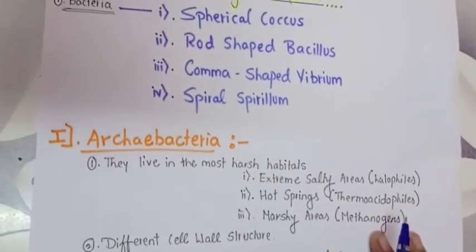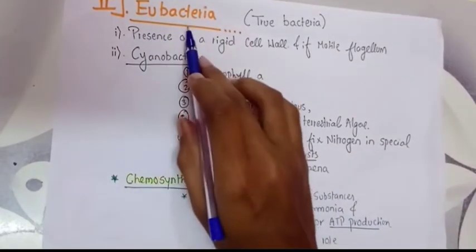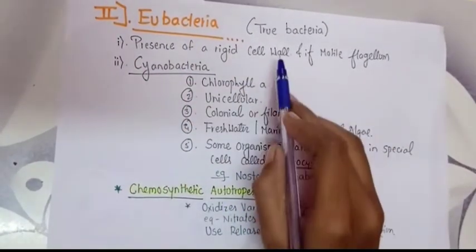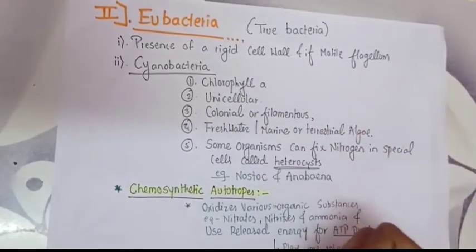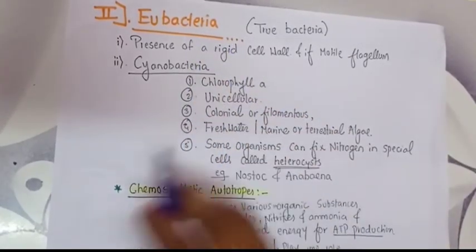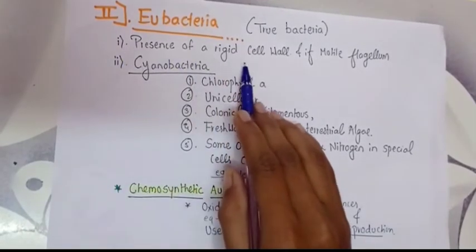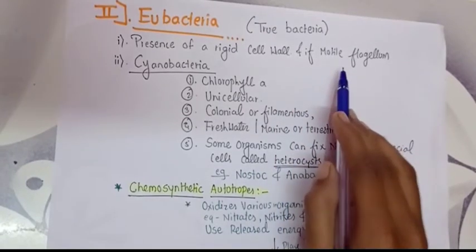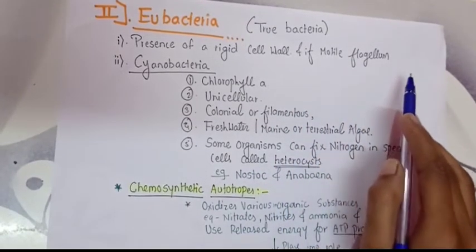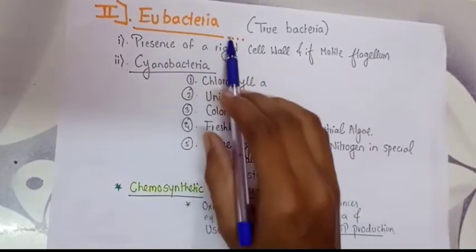Now let's move to the eubacteria. By listening to the word eubacteria, you should remember that it is a true bacteria. Now, what points do we have to remember about the eubacteria? Let's see. First point is the presence of a rigid cell wall, and if it is mobile or motile, then the flagellum is present. Rigid cell wall is present for the eubacteria.